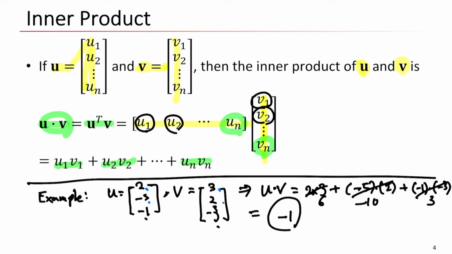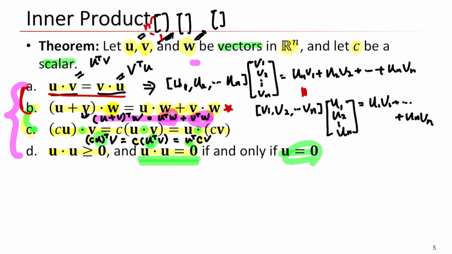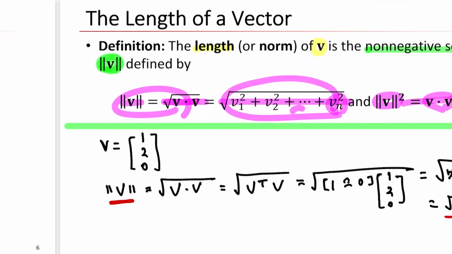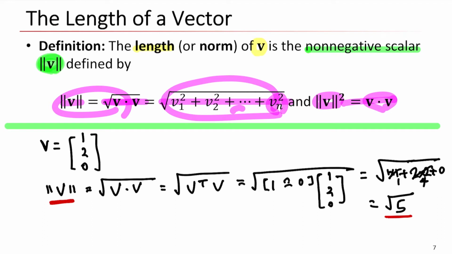So yeah, this is the definition. The inner product has several properties, something like this. The first one is that u·v is equal to v·u, right? And there are the following properties. Then properties b and c can be generalized like this: the linear combination of the vectors u1 through up, with the dot product with w, is equal to something like this. So this is a property.